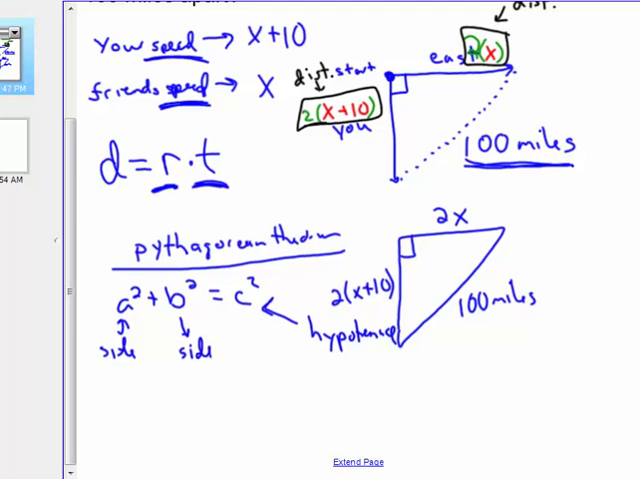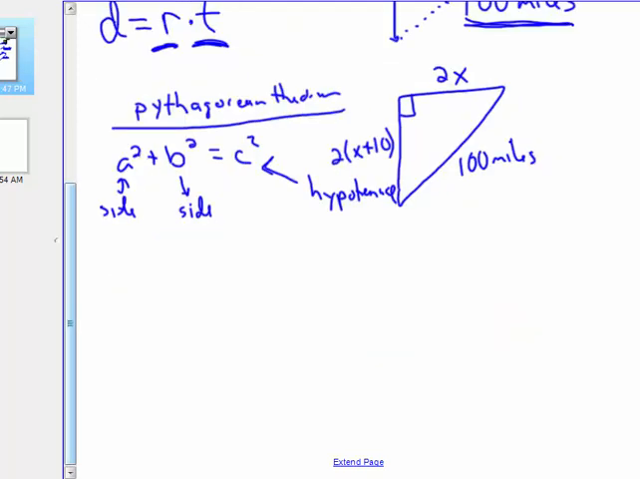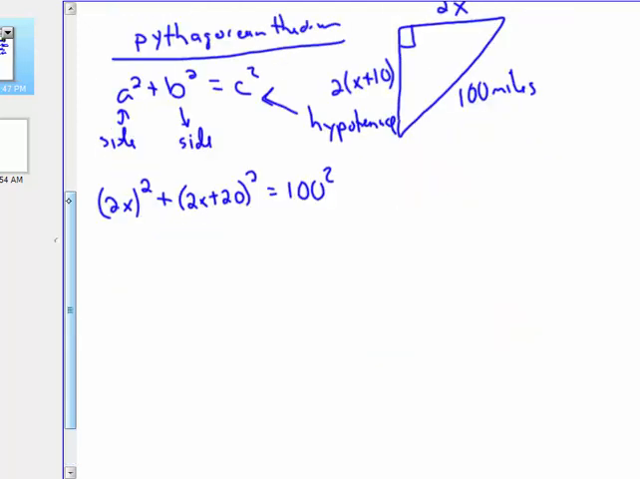So it's side squared plus side squared equals the hypotenuse squared. Again, this always only works in a right triangle. Remember right triangles, 90-degree angle, that shows us there. So what do I have? I have 2x squared. I have the 2x plus 20. I just distributed the 2, and then I have to square that. And it equals 100 squared, or 10,000.